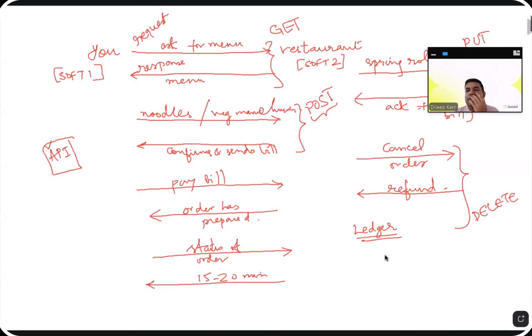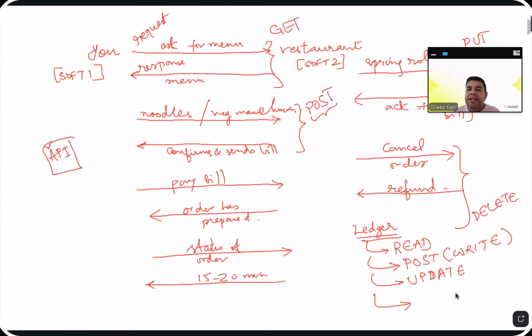Let us assume that a restaurant has a ledger book that tracks all the information. So when you're asking for the menu, the menu is already present in the ledger. So it is like just reading the ledger for information. When you're placing a new order, the new order has to be noted in the ledger. So that's why it is POST, or writing new information. When you are adding an additional order, it is update, so updating the existing information. And when you're canceling the order you have placed, that is deleting the information.